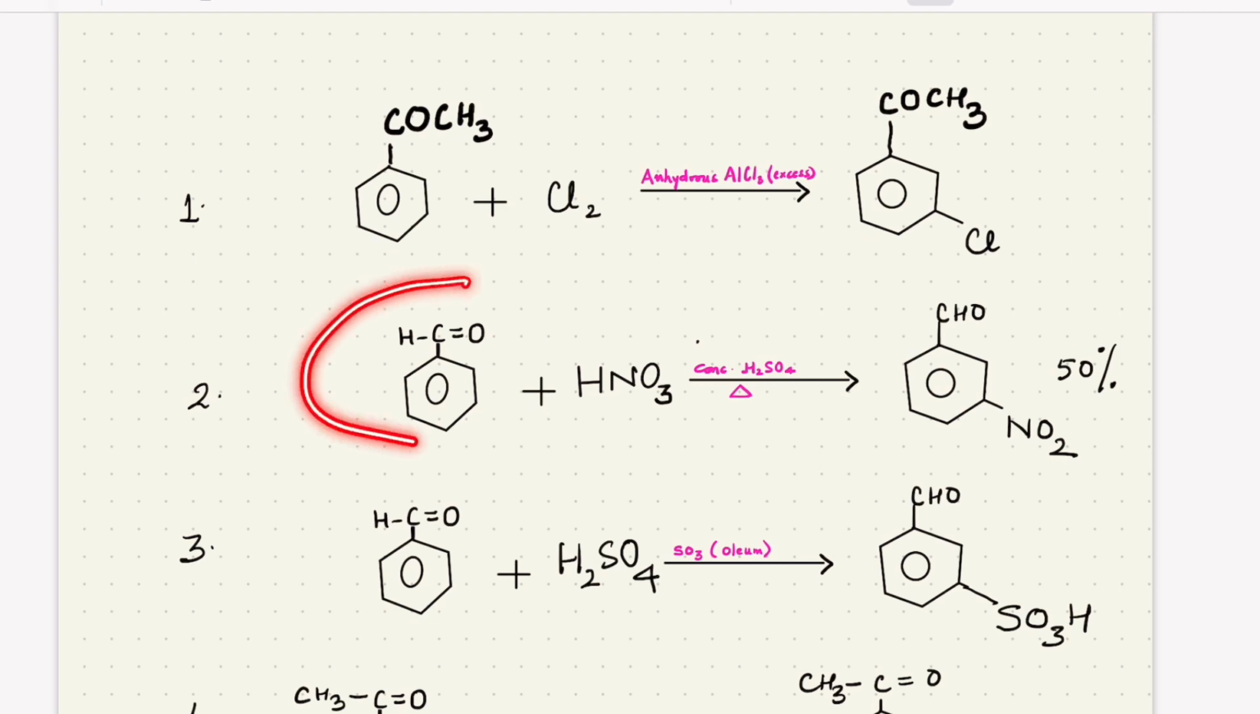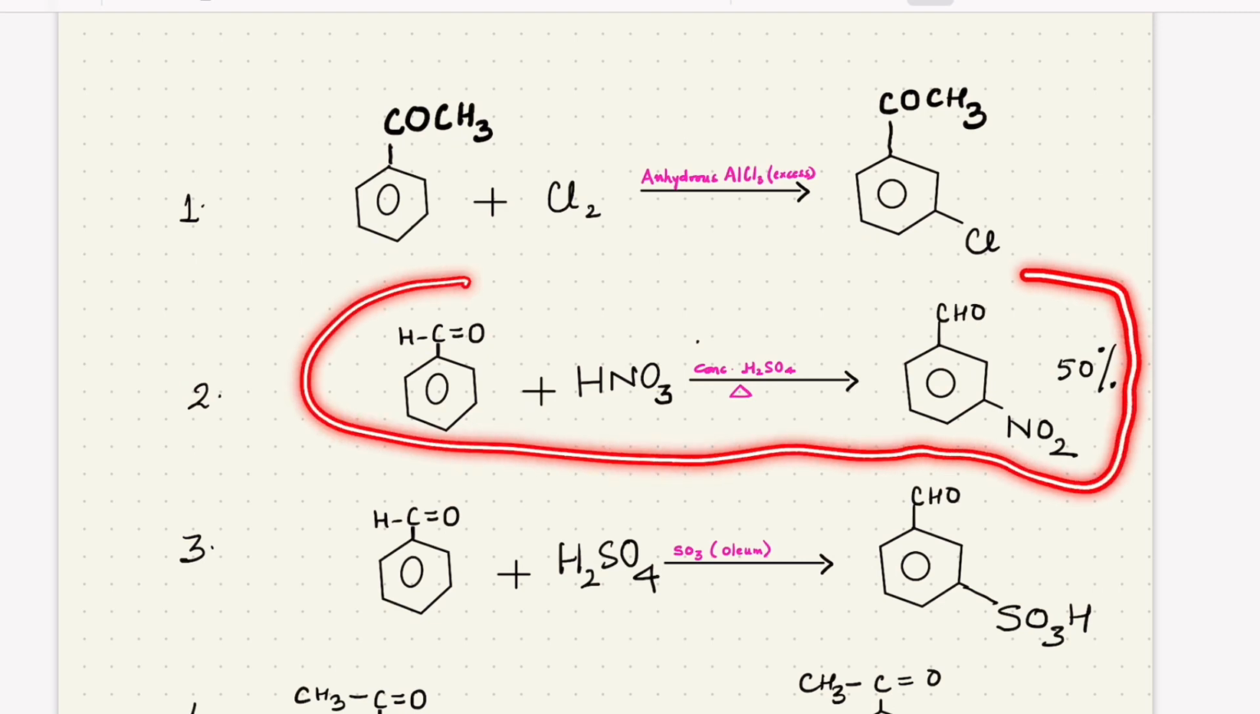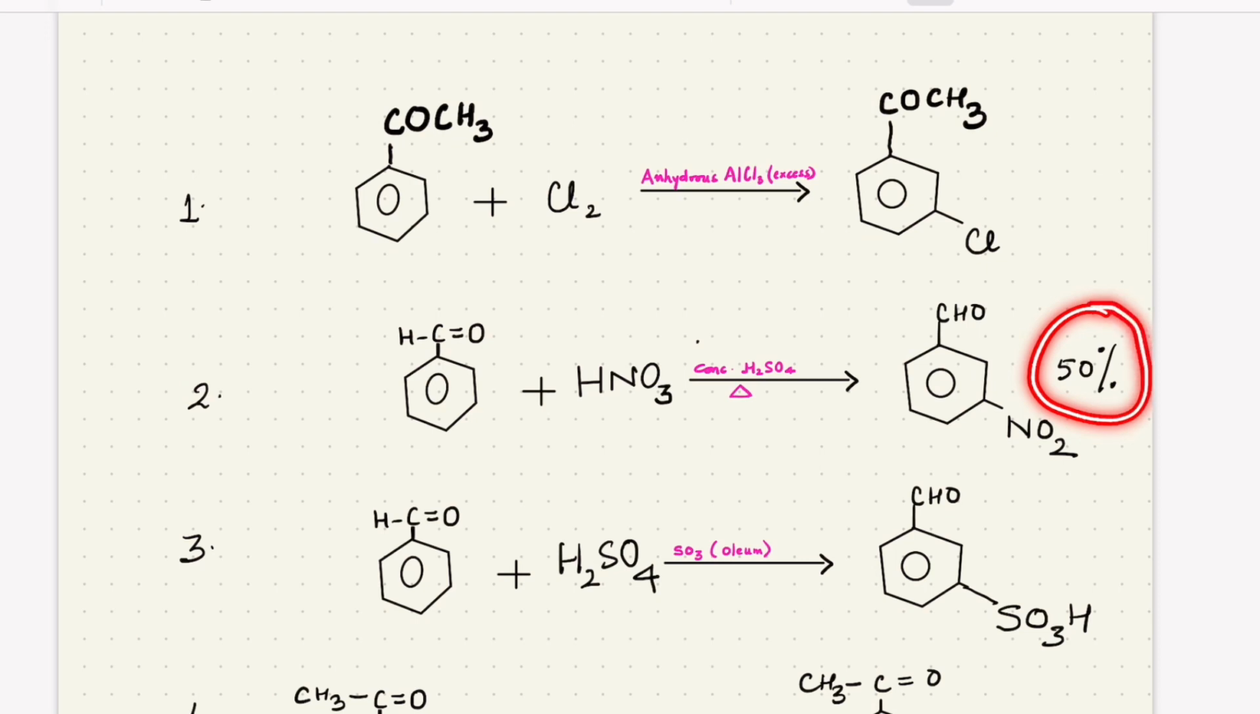If we look at the second reaction, this is for the formation of meta nitrobenzaldehyde. This is a usual nitration, but I have written 50%. This 50% is because the rest 50% of the product will give benzoic acid because of the oxidizing nature of the nitric acid. This benzaldehyde will give benzoic acid. So we only get 50%, but if we perform the same reaction for ketones, that is aromatic ketones, we will get the meta derivative 100%.